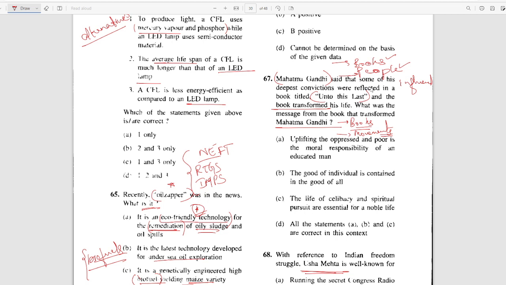So we have to read about all that: the ashrams that he set up in South Africa, the ashrams that he set up in India, the books he read, the books he has written, the magazines and newspapers he was involved with. So whatever Mahatma Gandhi was involved with, or whatever was related to Mahatma Gandhi, you have to read that carefully and also remember it.